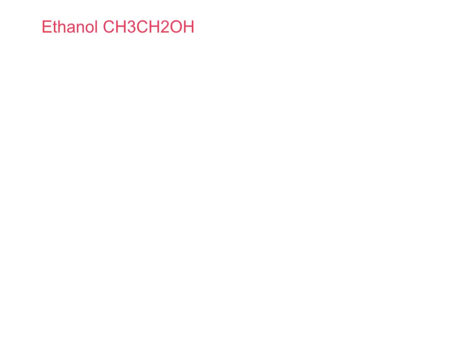I wasn't able to draw subscripts in the text box on this slide, so don't worry about that part. Just focus on the molecular formula here at the top of the screen. So we have CH3, CH2, OH. Let's figure out the number and types of atoms that we have present in the molecule. We can see that we have 2 carbon atoms.